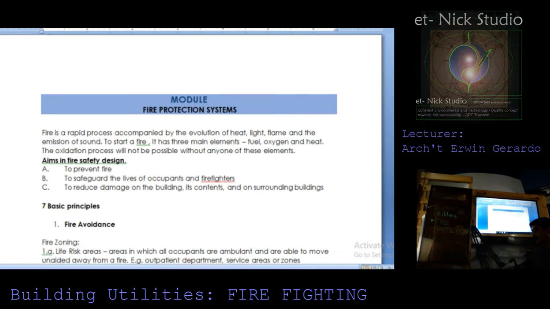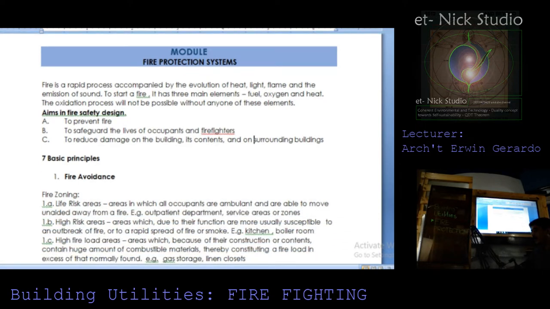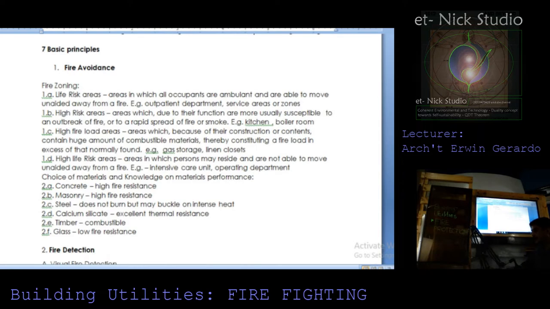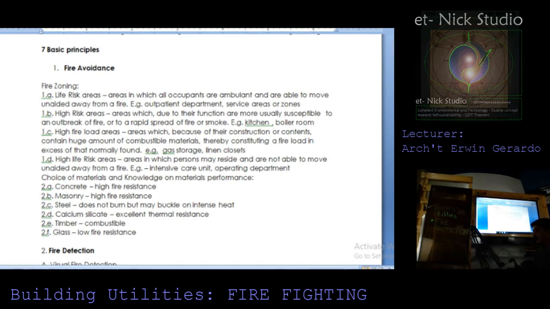The seven basic principles of fire protection system. Number one is fire avoidance. Fire zoning is letter A, life risk areas: areas in which all occupants are ambulant and are able to move unaided away from a fire. Example, outpatient departments, service areas, or zones.